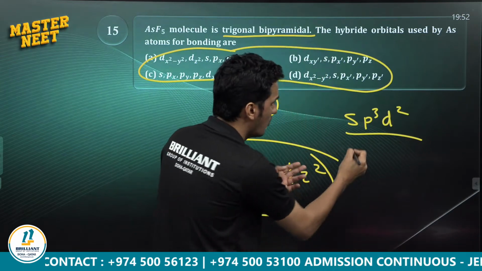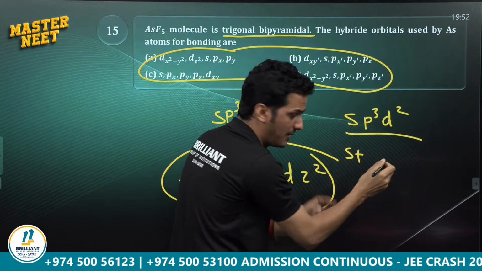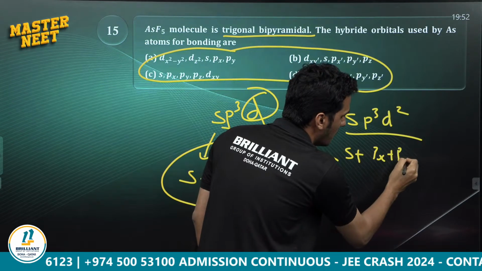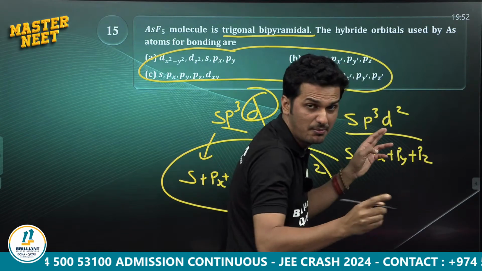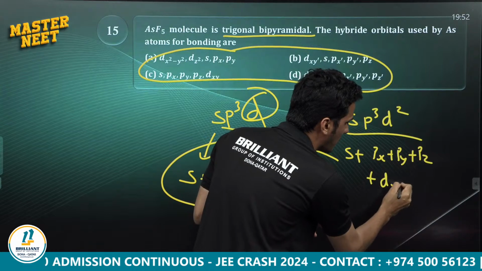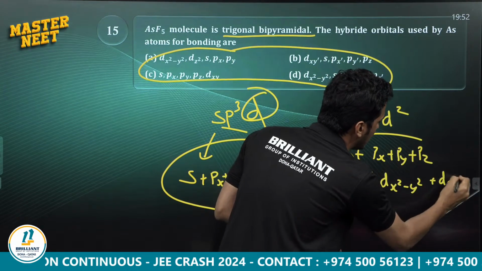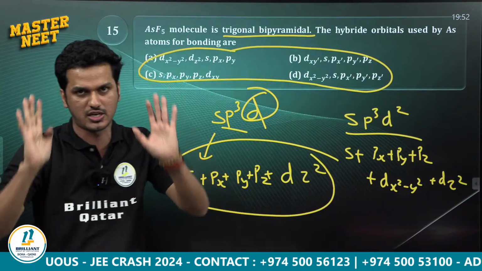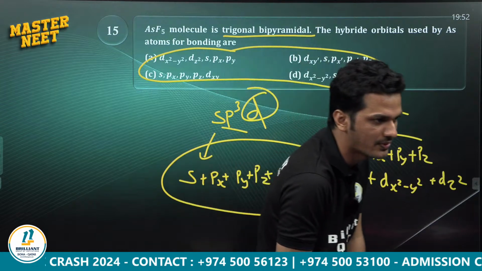we have to take 1s and 3p, px, py, pz, as well as d means you have to take dx square minus y square as well as dz square. That idea you must remember. Idea is clear? Ready?